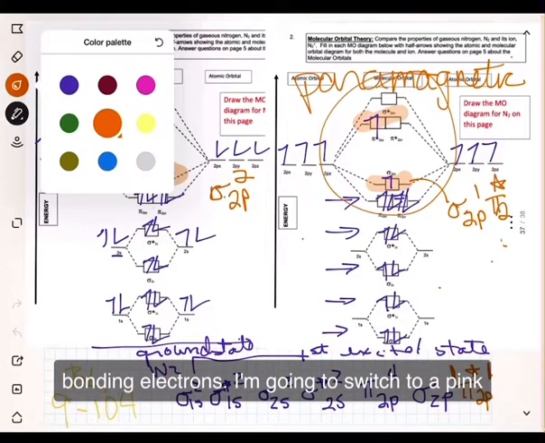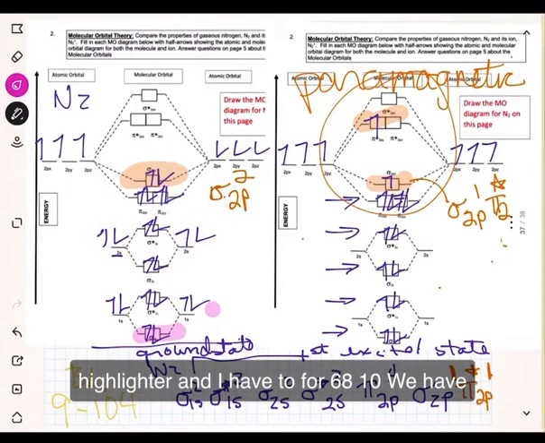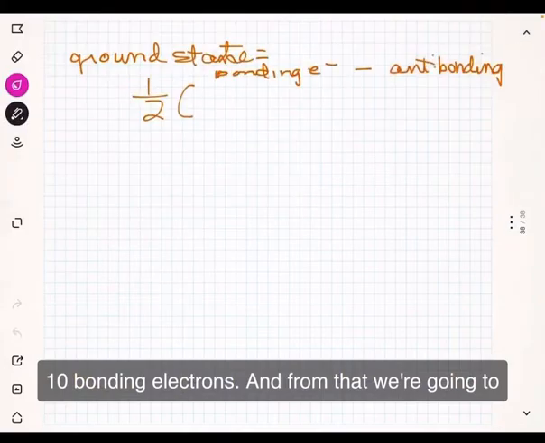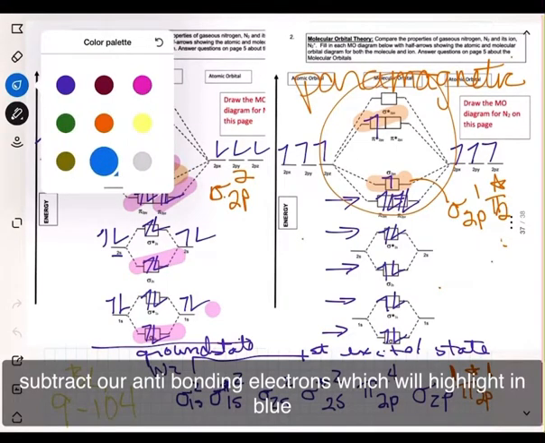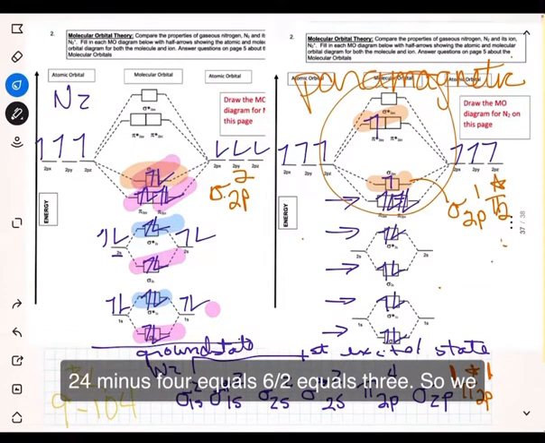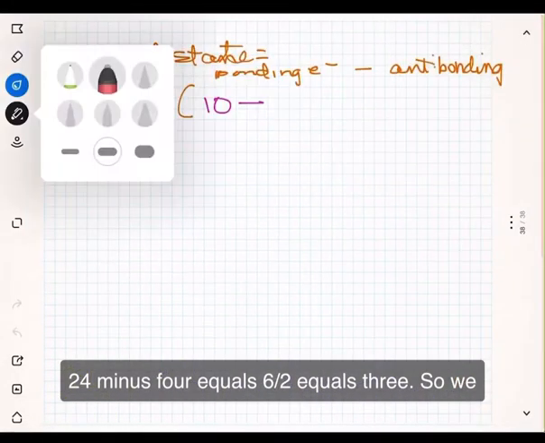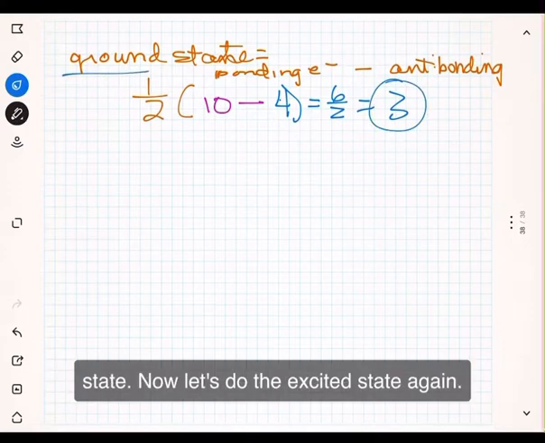I'm going to switch to a pink highlighter, and I have 2, 4, 6, 8, 10. We have 10 bonding electrons. And from that, we're going to subtract our antibonding electrons, which we'll highlight in blue. We have 2, 4. 10 minus 4 equals 6 over 2 equals 3. So we have a bond order of 3 for our ground state.